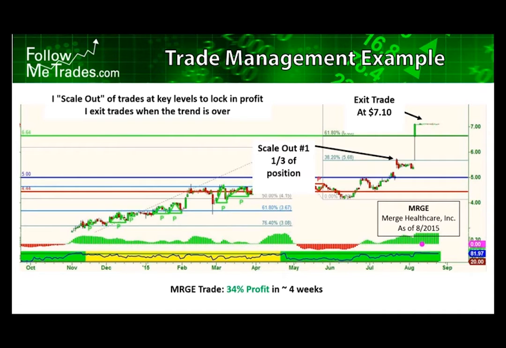And you can see that's a really funny price pattern. It gapped way up and then it went totally flat. And the reason was that IBM announced they were going to acquire Merge Healthcare at $7.10. So guess what? It's not going any higher than that. So it was time to get out. And you can see at the bottom here, I made 34% profit in 4 weeks on Merge. And this is one I had published to my subscribers. So that worked. That's how I pick trades, how I evaluate trades, and how I manage trades.